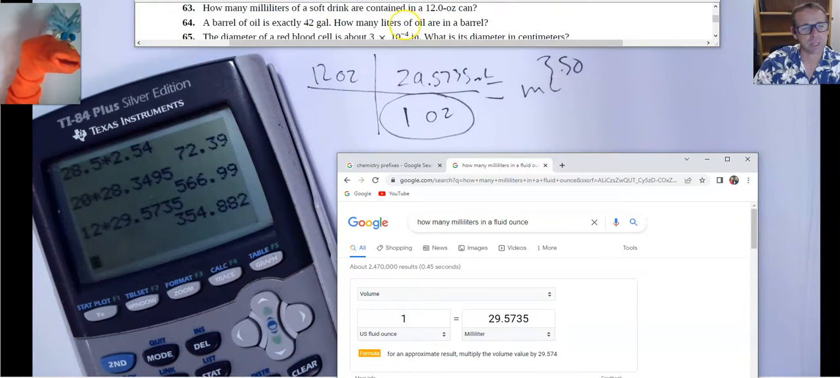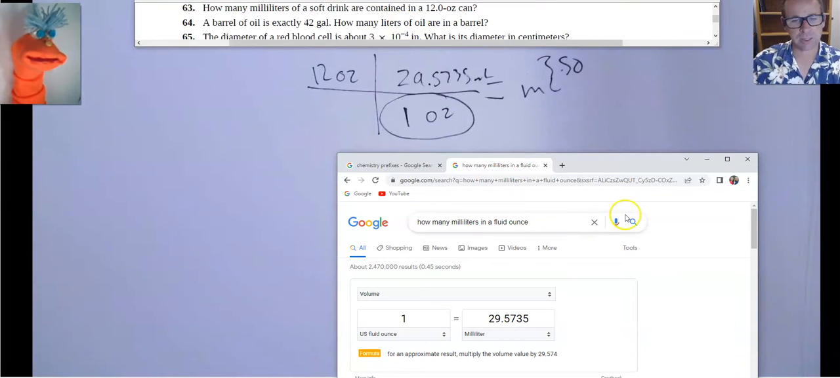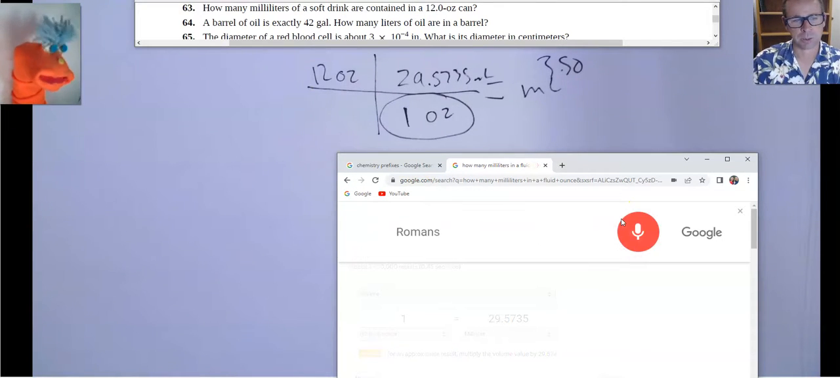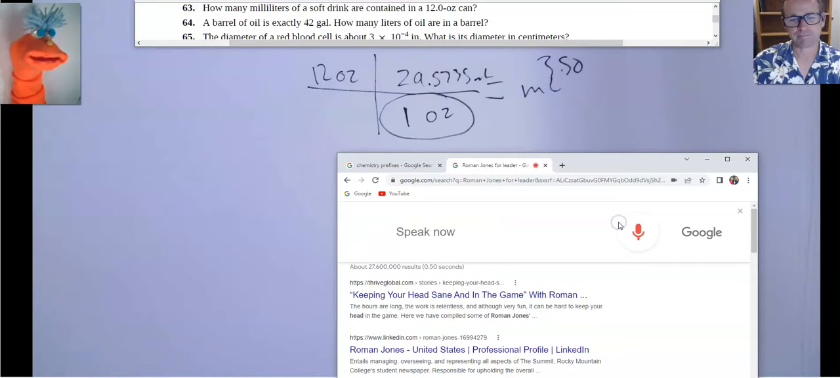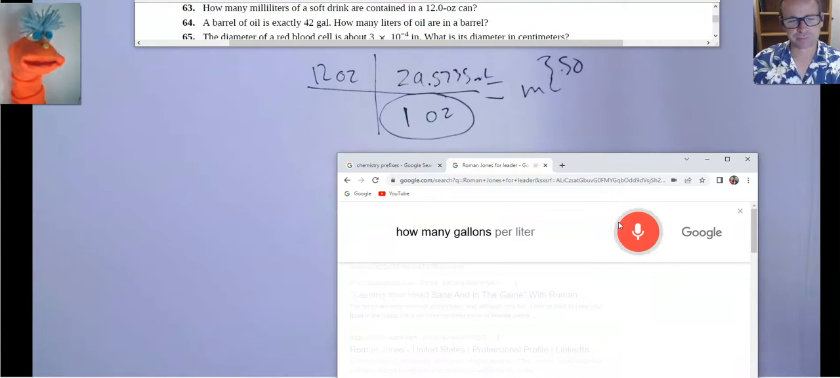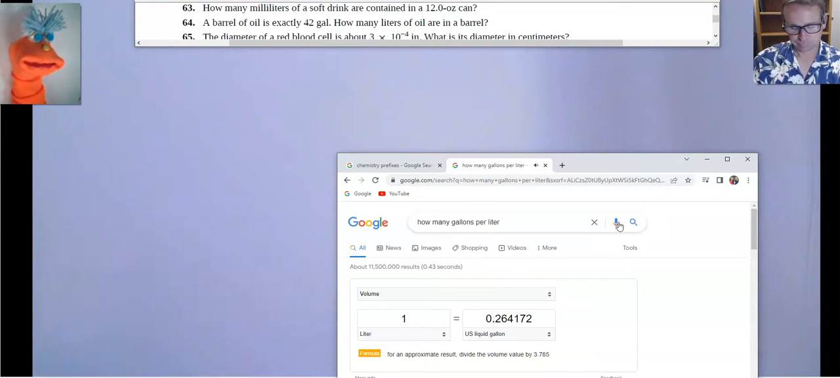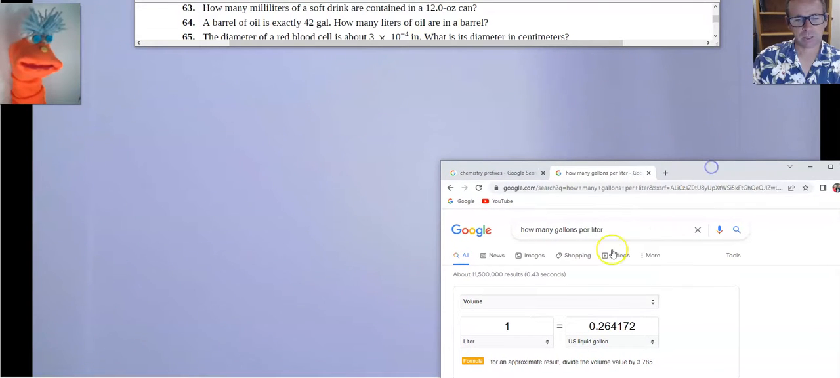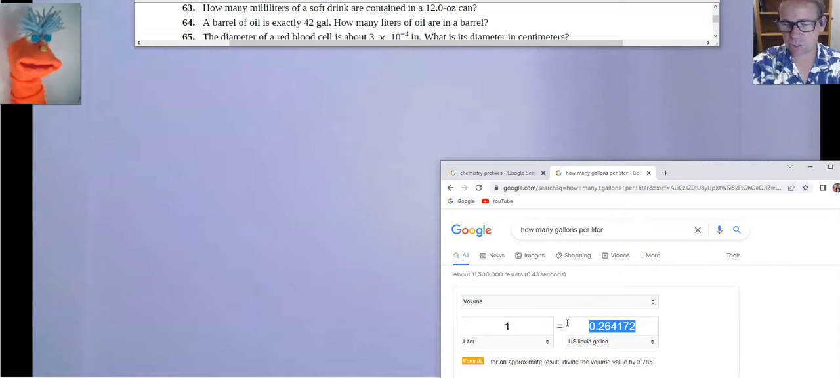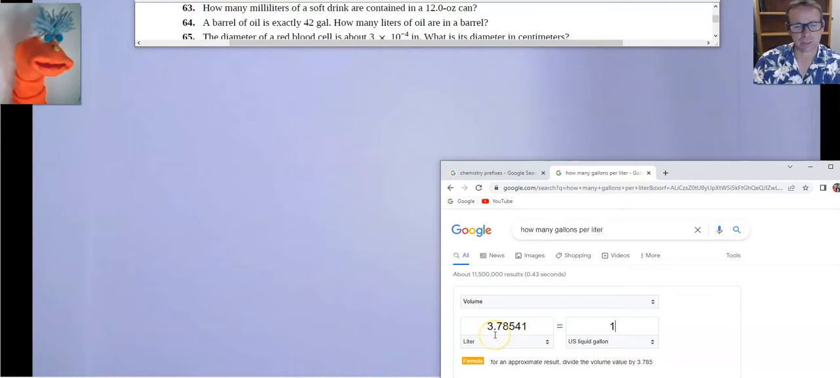A barrel of oil is exactly 42 gallons. How many liters of oil are in that barrel? Gallons to liters? Yep, that's what we need. How many gallons per liter? Let me try. To convert from liters to liquid gallons, divide units of volume by approximately 3.79. Okay, so 1 liter, that many gallons, right? Another conversion factor that we could use here is how many liters per liquid gallon.